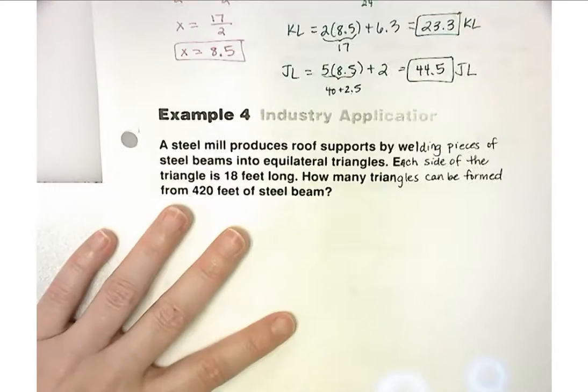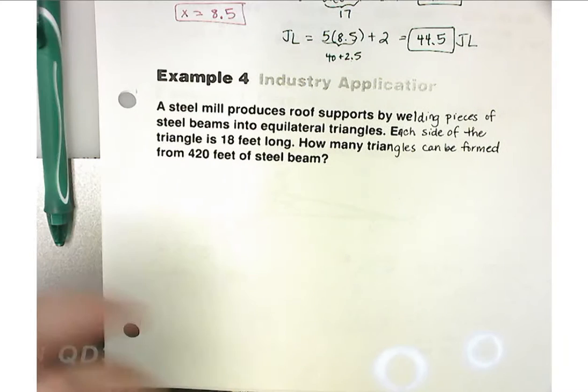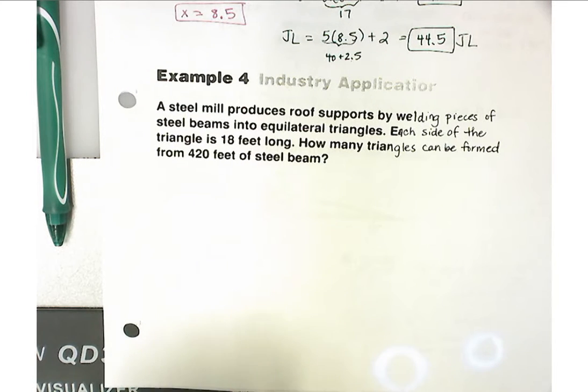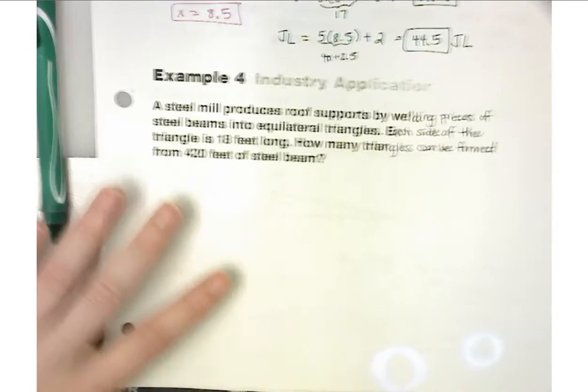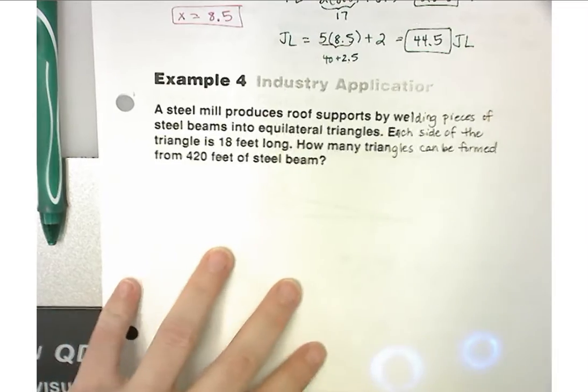All right. Now, for the next thing, we have an application. Good. Part of it got cut off, so I wrote it in. So hopefully that worked out. We have a steel mill that produces roof supports by welding pieces of steel beams into equilateral triangles. Each side of the triangle is 18 feet long. How many triangles can be formed from the 420 feet of steel beam?